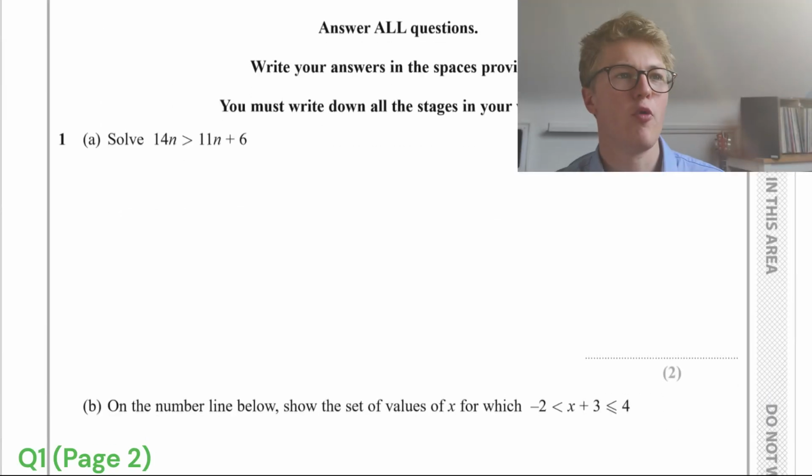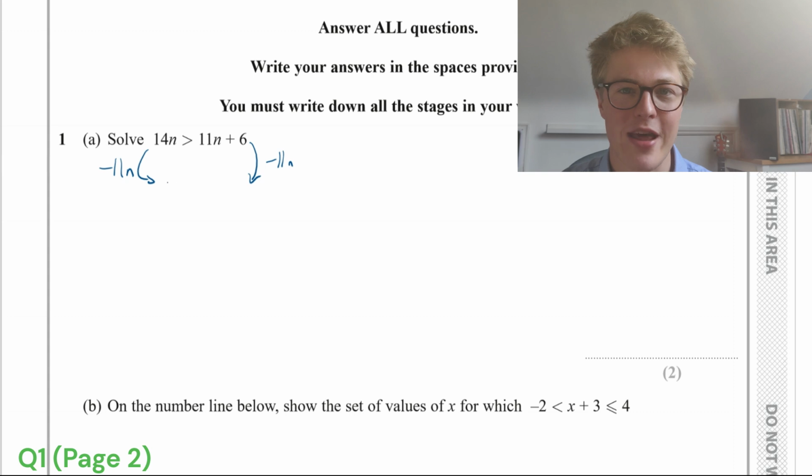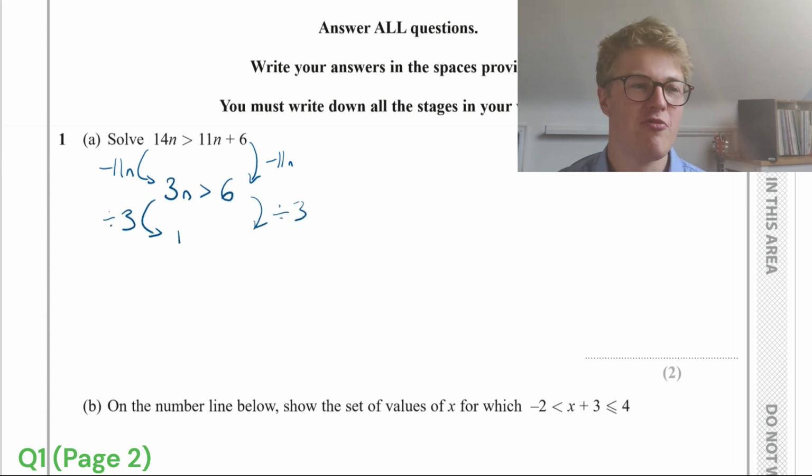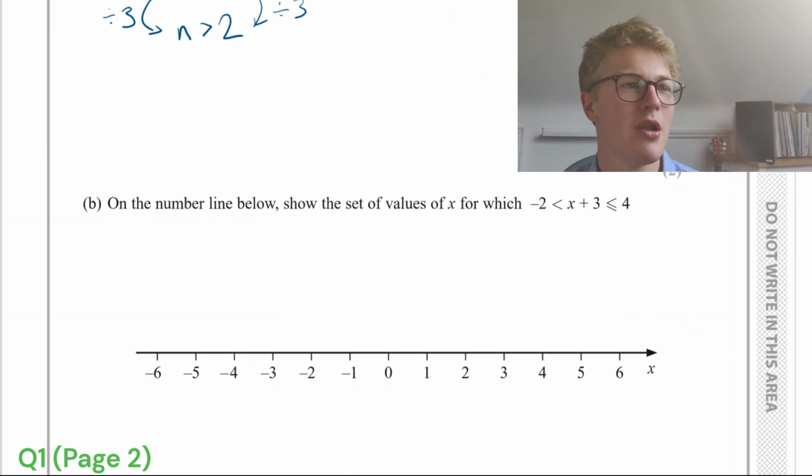Let's go. Solve 14n is greater than 11n plus 6. So the first thing we do here is subtract 11n from both sides. This gives us 3n is greater than 6. Then we divide both sides by 3 and we get n is greater than 2. So that's our answer.